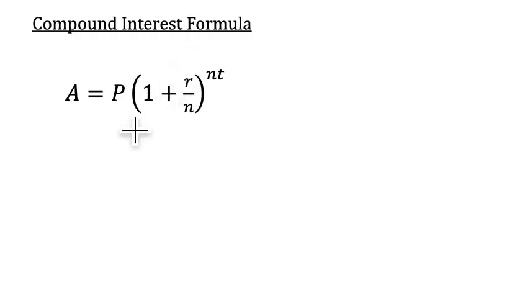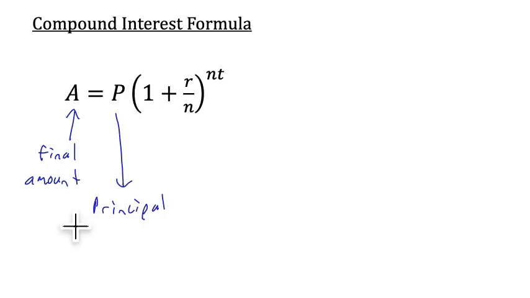Here we have a formula for compound interest. So that's if you are receiving interest in a bank account or an investment or something like that. So let's review what each of these pieces are. Now the A there, that's the final amount that you end up with. P, that's the principal. And that's what you start with.